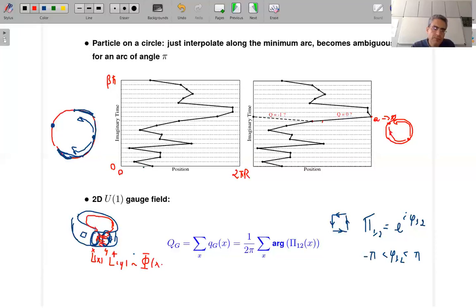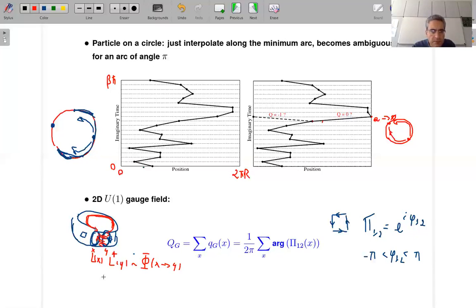The flux from x to y along the torus. Now you can play this exercise. Imagine that this circle, you make a round over the torus and you reach x from the other side.